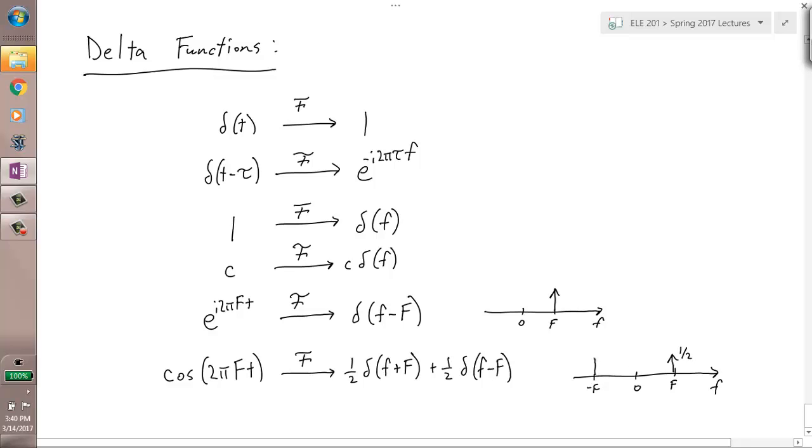Of course, if the cosine was scaled, this would scale accordingly. If the cosine had a phase shift, we would get phases on these. If it was a sine, which is just a phase shifted cosine, one of these will be times i, that'll be times negative i. I think it's that way. Again, just use Euler's identity and the above formula.